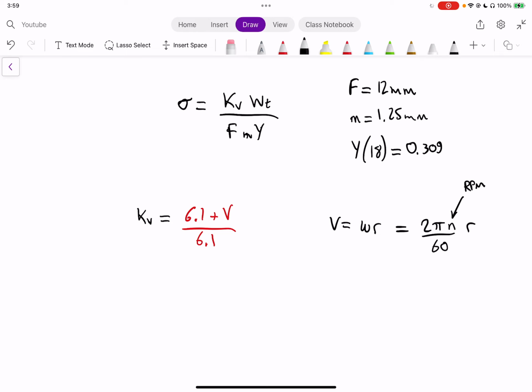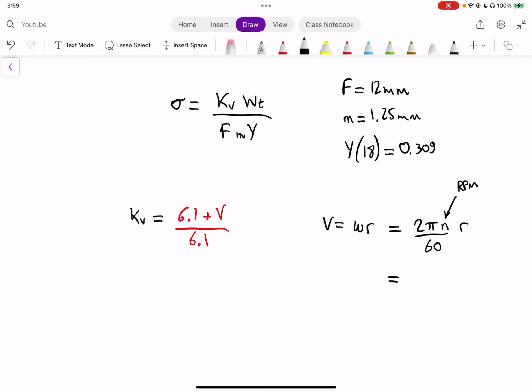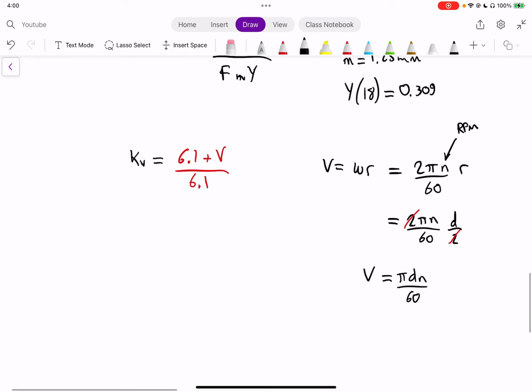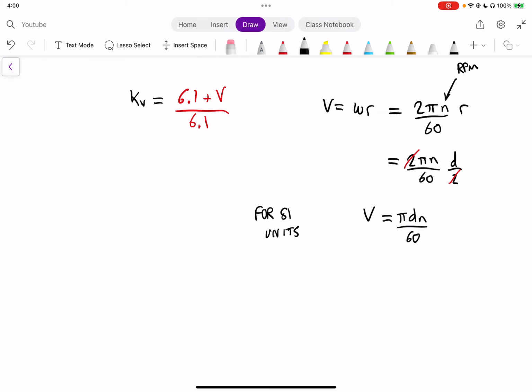Since we have the RPM, we're going to use the second part of this equation. Moving further, we can write 2 pi n over 60, multiplied by d over 2. Radius is diameter over 2, and that simplifies our equation because we can cancel the 2's, and we're left with pi dn over 60. So if you ever have to use this in an exam, you can add this to a formula sheet: for SI units, V is equal to pi dn over 60 if n is in RPM, which we've defined for this class as RPM.